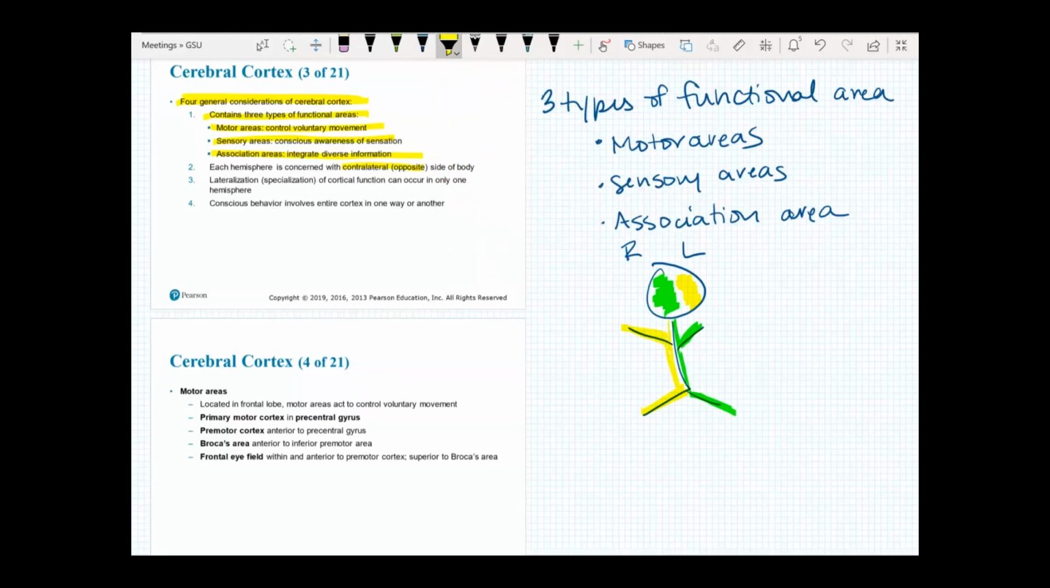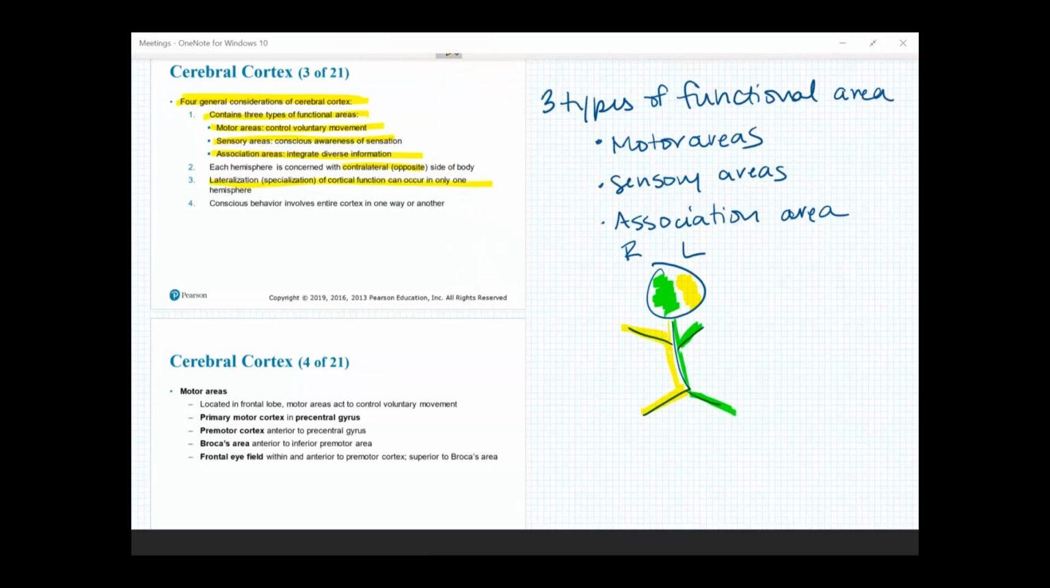Then there's another one called lateralization, or specialization, which claims it can only occur in one hemisphere. We know that's not true because your hemispheres have the ability to specialize, and that's really, really cool. So one hemisphere can specialize over the other.